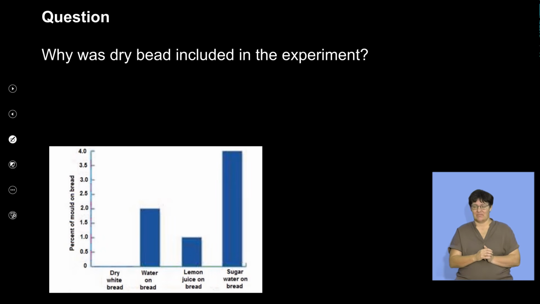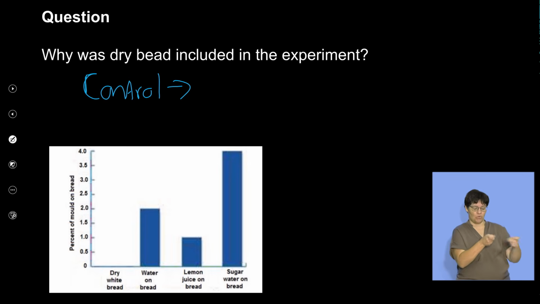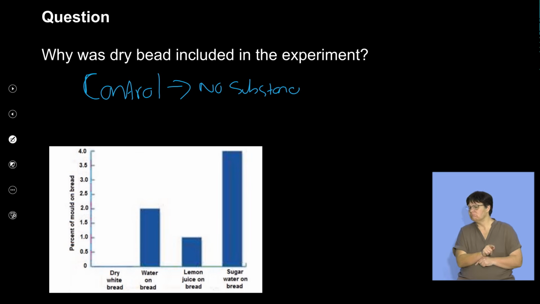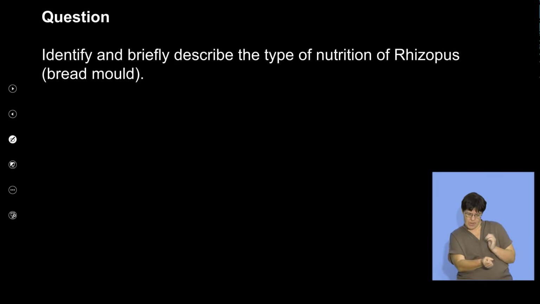All right, the second last question was, why was dry bread included in the experiment? Guys, why? It's a control. That's why. We always got to make sure we have a control. So we wanted to see what would make it, so we took out, all right, no substances, to see what it was. We always have to have a control. Take away something to make sure what is going to grow there.